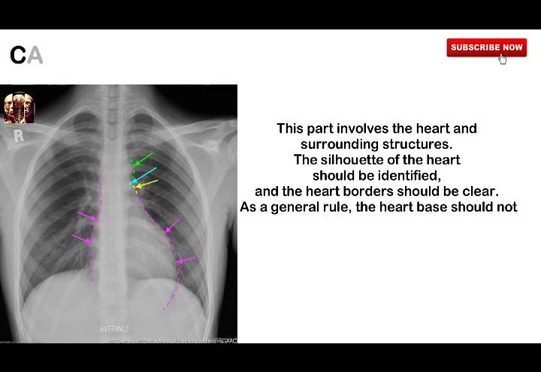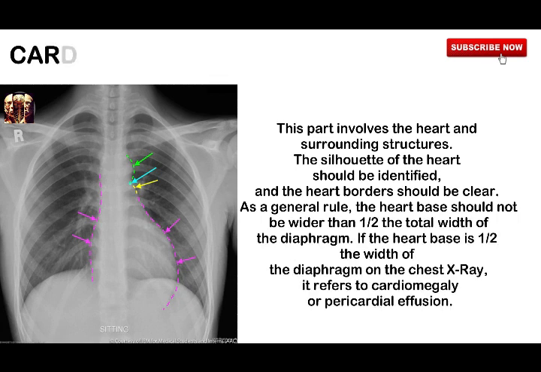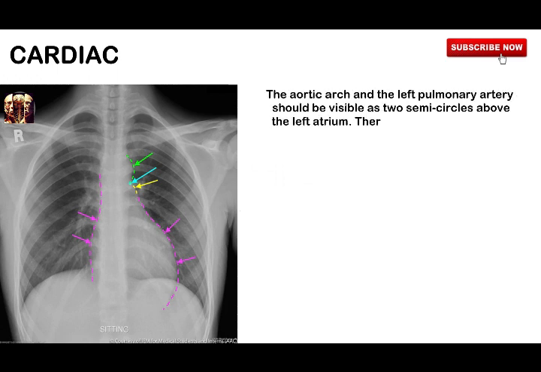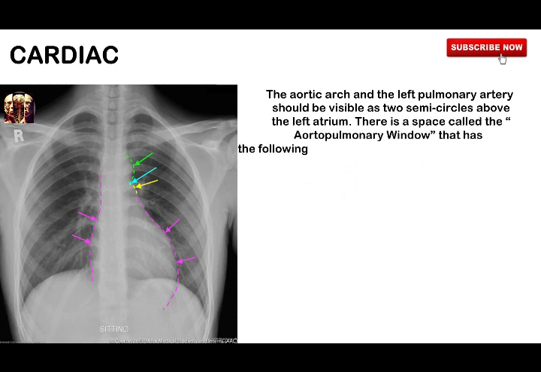Cardiac. This part involves the heart and surrounding structures. The silhouette of the heart should be identified, and the heart borders should be clear. As a general rule, the heart base should not be wider than 1/2 the total width of the diaphragm. If the heart base is wider than 1/2 the width of the diaphragm on the chest X-ray, it suggests cardiomegaly or pericardial effusion. The aortic arch and the left pulmonary artery should be visible as two semicircles above the left atrium.